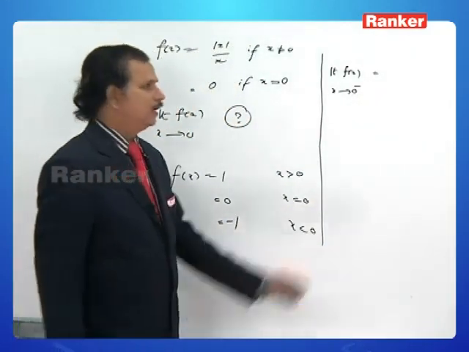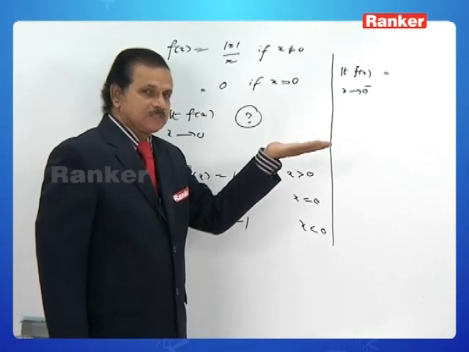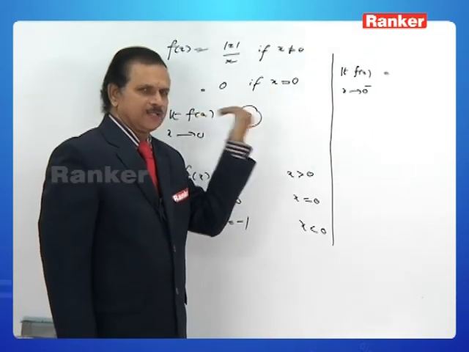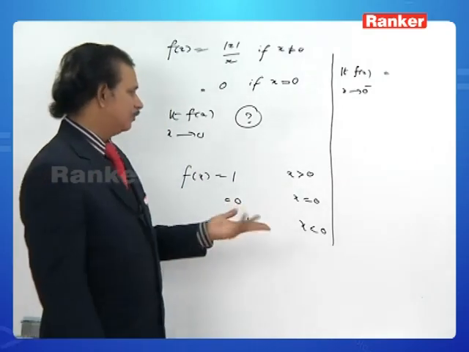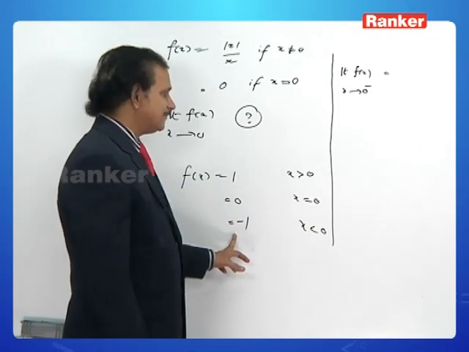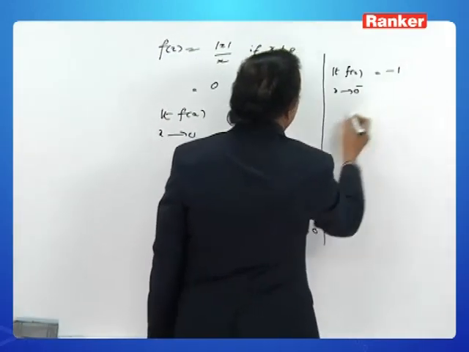What does it mean? X tends to 0 from left. That is, x lies behind 0, that is to the left of 0. Does that mean less than 0 or greater than 0? Less than 0. When x is less than 0, what is f of x? Minus 1. Hence the answer is minus 1.